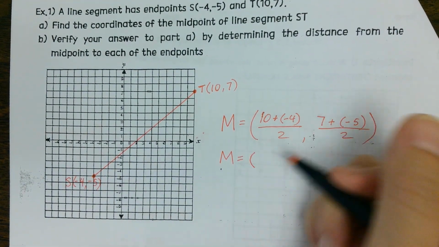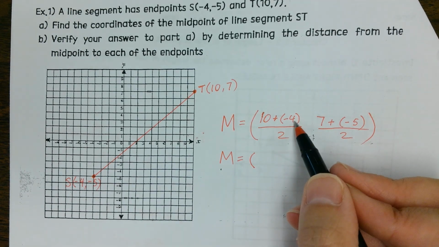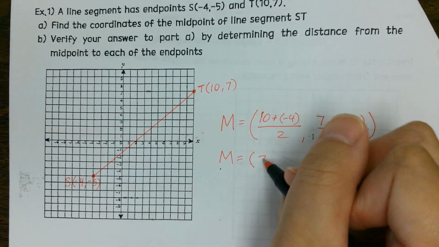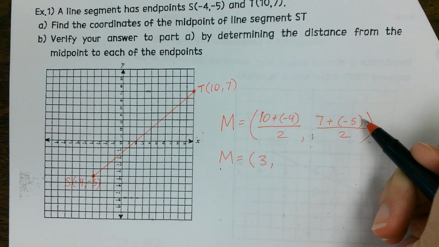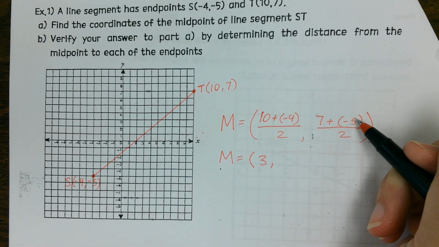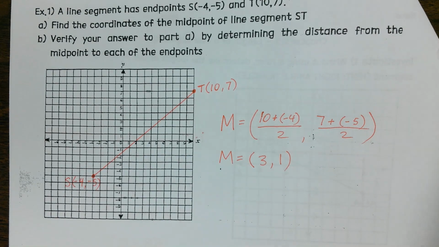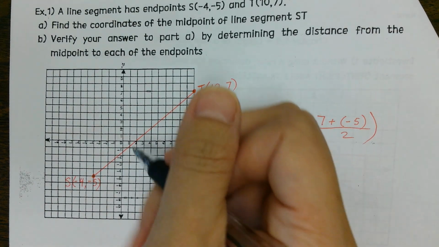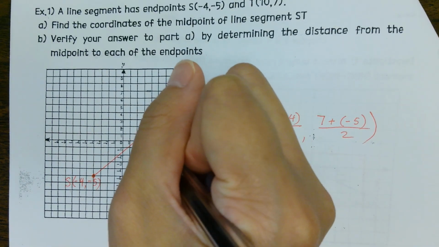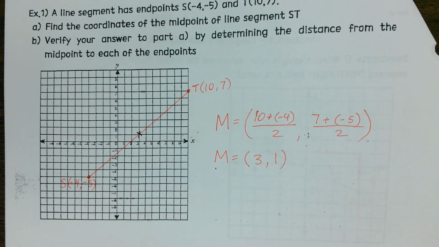So when you add it, 10 minus 4 is 6. 6 divided by 2, you get 3. 7 minus 5 is 2. 2 divided by 2, you get 1. So 3 and 1. Let's see if it looks right. Does that look right? Yeah, it looks like a midpoint to me.